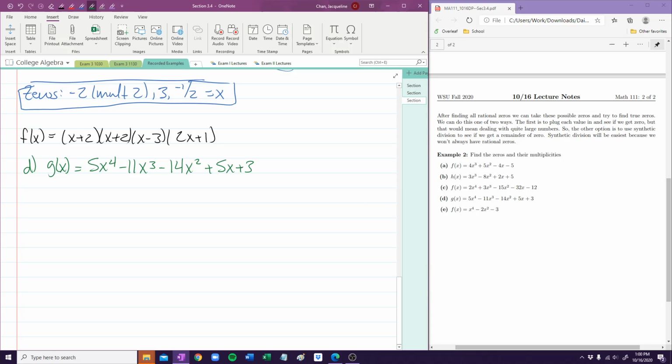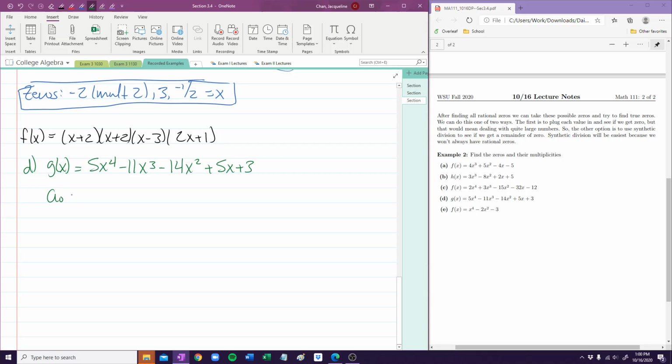Again, before we even consider using the rational zero theorem, I'm going to see, can I factor this in any way, to make my life easier? But I can't do it. I have x to the 4th, but I can't substitute anything, I can't factor by grouping, and it's not a quadratic, so let's use the rational zero theorem so we can try to find the zeros.